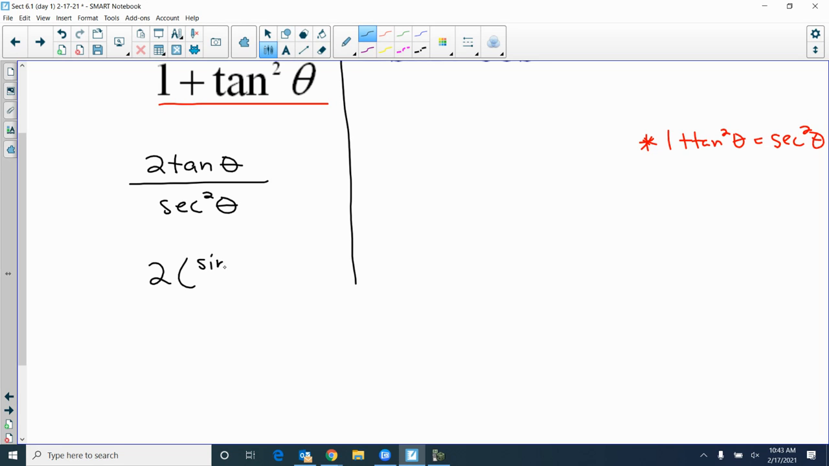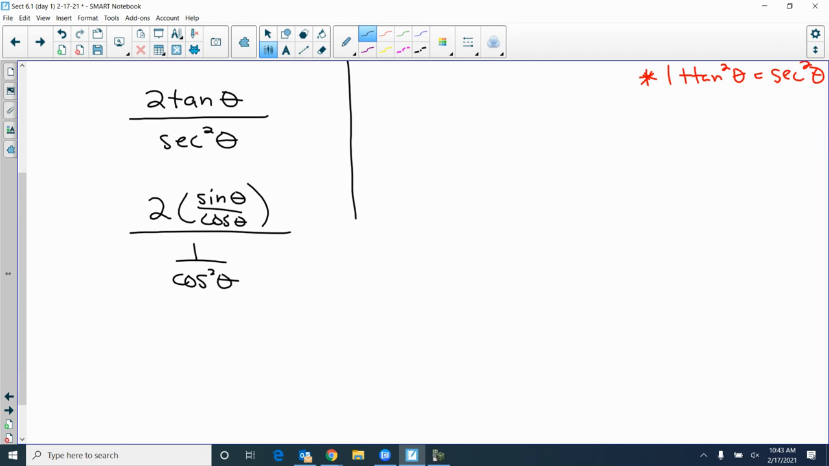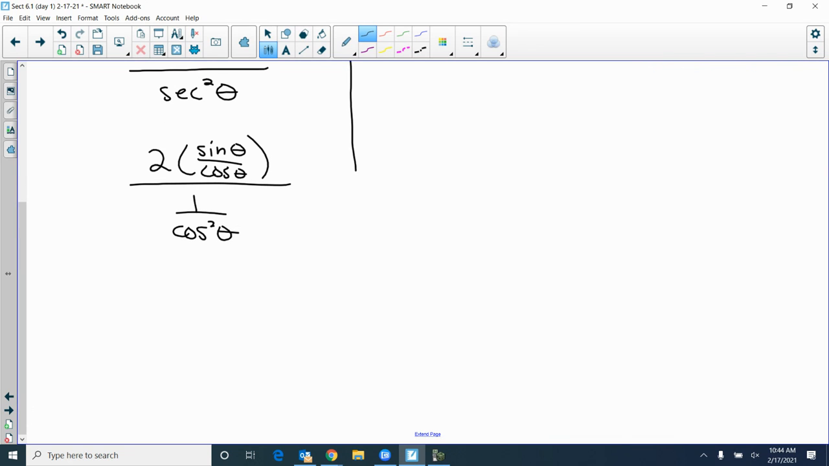So 2 sine of theta over cosine of theta over, now secant squared is just 1 over cosine squared. Now this next little piece comes up a lot. You're dividing fractions. Keep, change, flip. Go back to Mrs. Hayner, whoever you have. Keep, change, flip. Keep the top, change to multiplication, flip the bottom. We do this over and over and over on this one here. Now, what is 2 times sine of theta over cosine of theta?